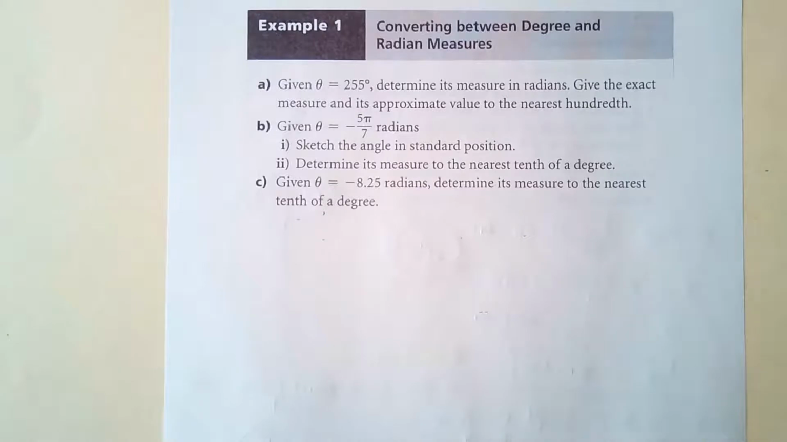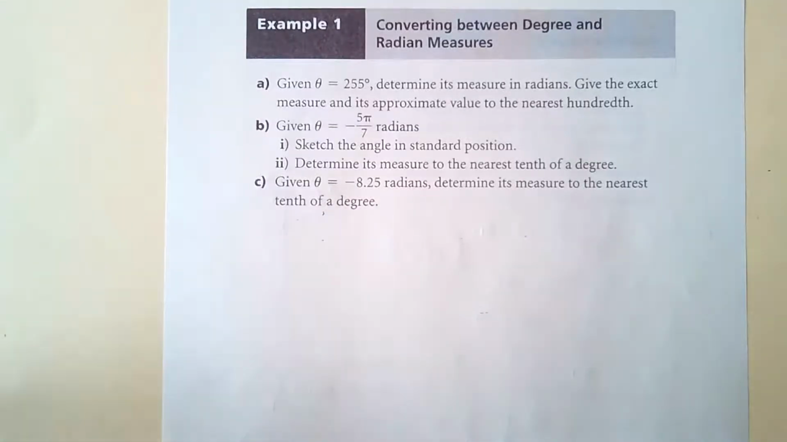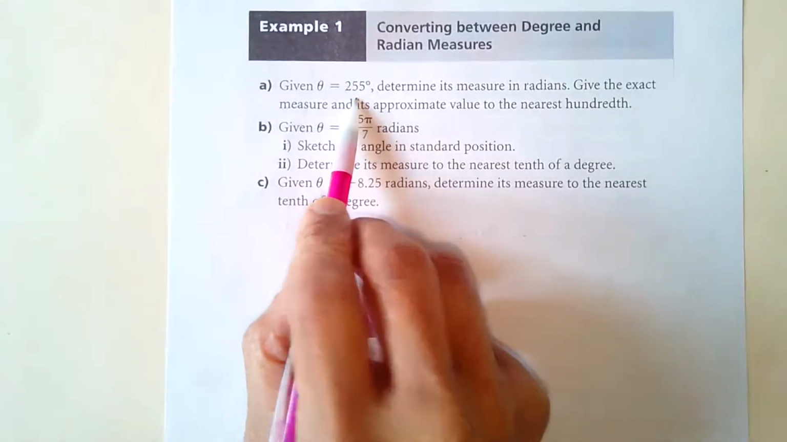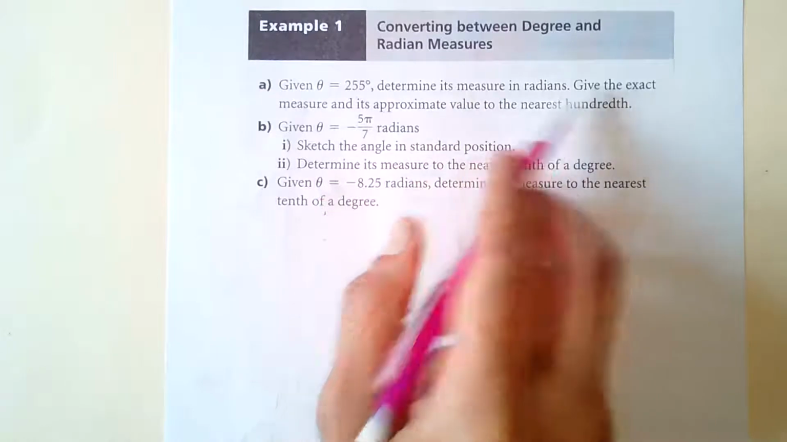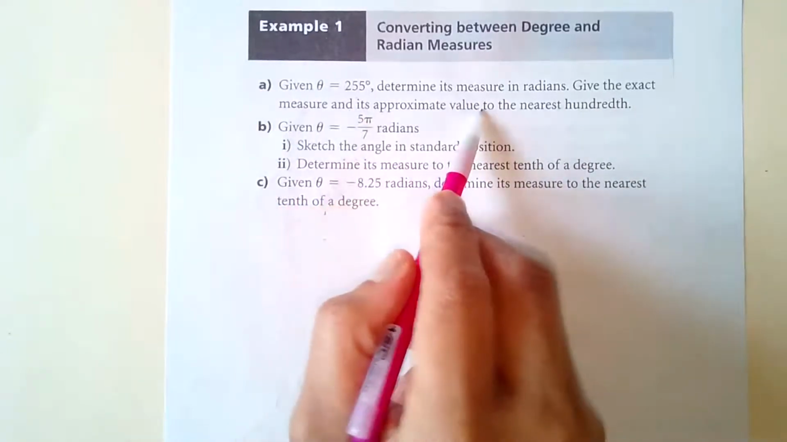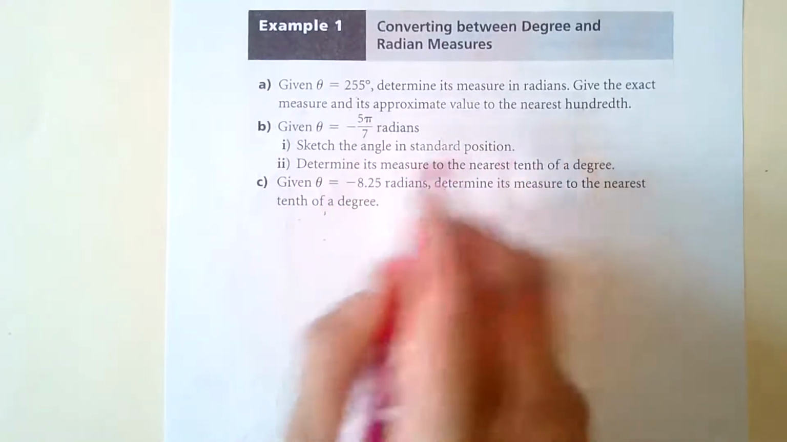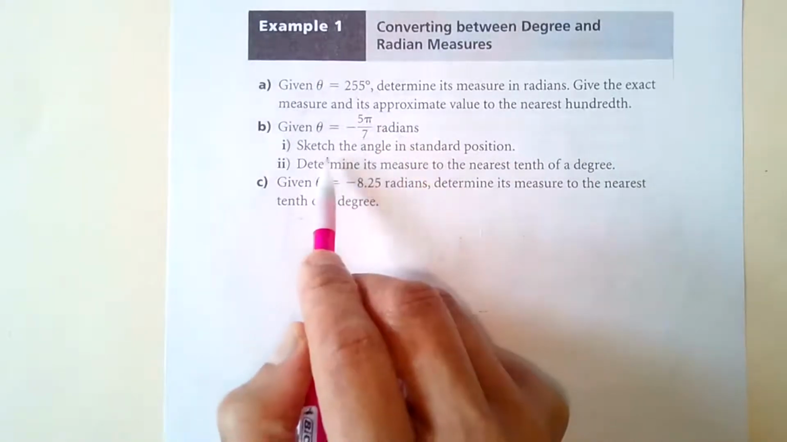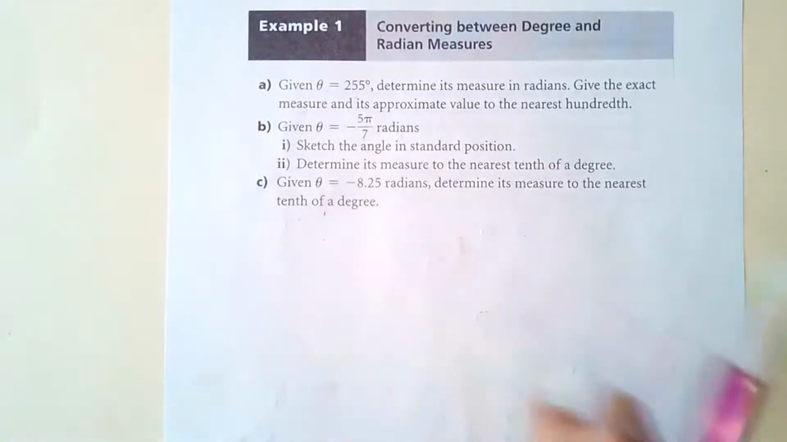Now, we know so far how to convert between degrees and radians. But here's a question. You're given theta is 255 degrees. Determine its measure in radians, given the exact measure and approximate value to the nearest hundredth. And given theta is negative 5 pi over 7 radians, sketch the angle, and determine its measure.